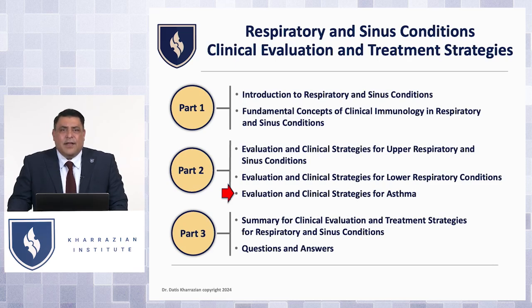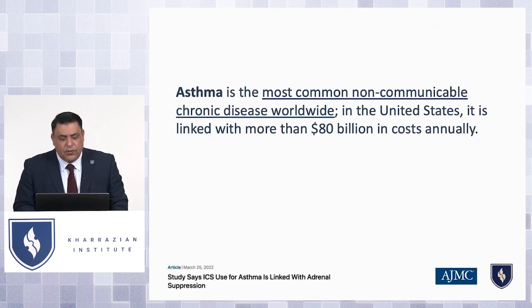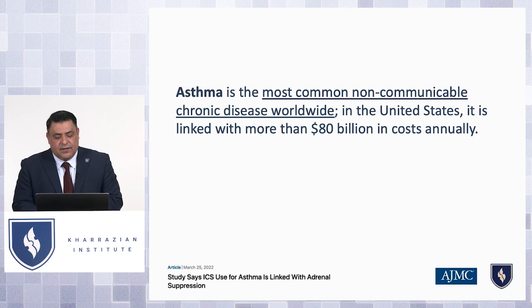And obviously, asthma is strongly linked with child developmental disorders, especially ADHD. There's a lot of overlap between mucosal inflammation and brain inflammation that you'll see with them. And then as people progress throughout their life, some of those things can change, but they can also reoccur. And once they reoccur, they're having this inflammatory mucosal response that is pretty important. So asthma is the most common non-communicable chronic disease worldwide. In the United States, it's linked with more than $80 billion in cost annually.